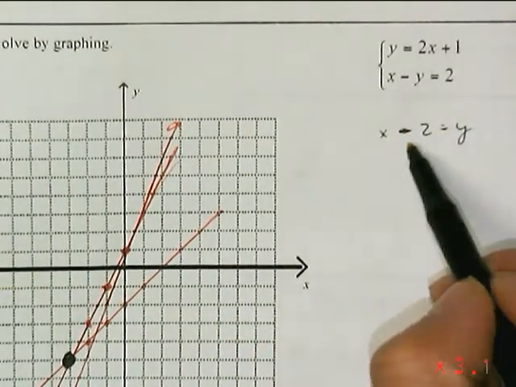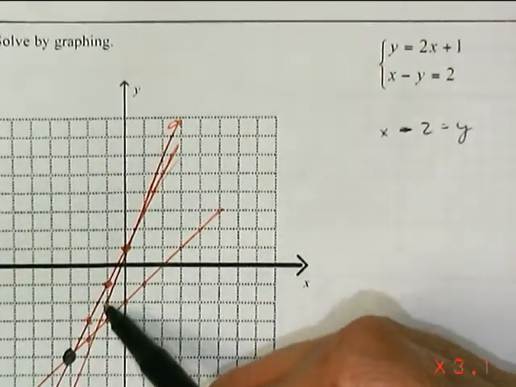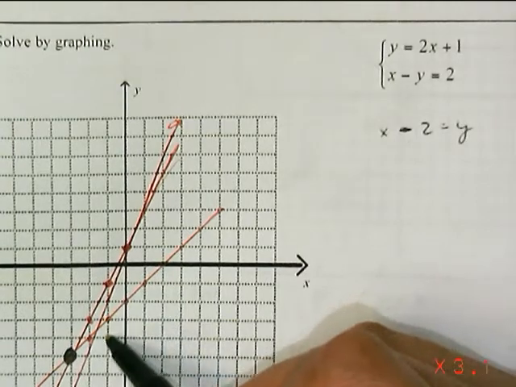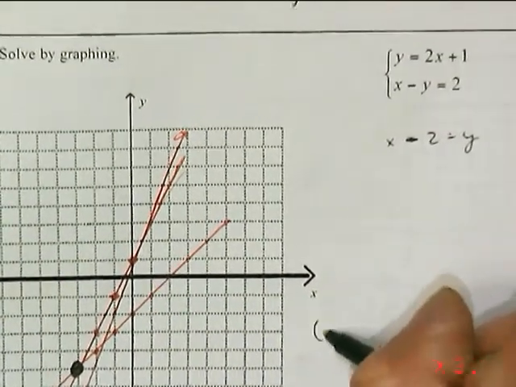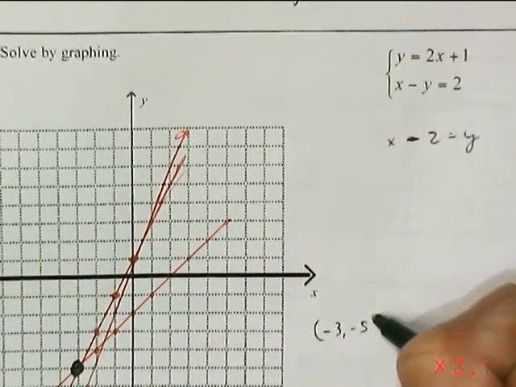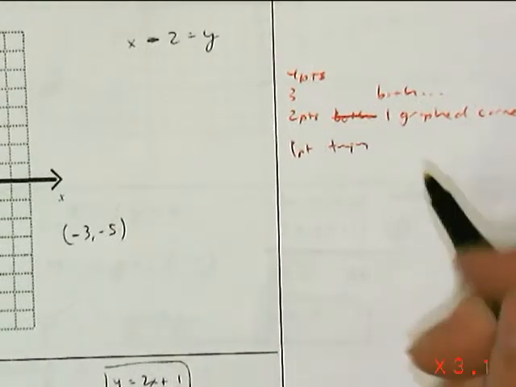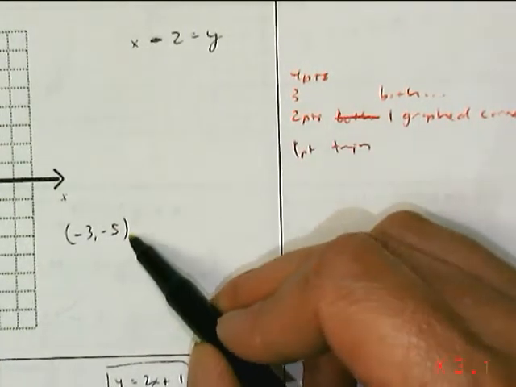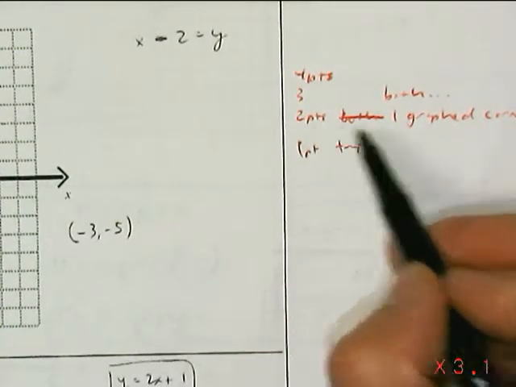My other equation is y equals x minus 2, so it has a y-intercept of negative 2, down 1, left 1, down 1, left 1. And their point of intersection is (negative 3, negative 5). Now, if you graphed both correctly, but you don't get the ordered pair (negative 3, negative 5), I gave you 3 points out of 4. If you graphed one of those correctly, I gave you 2 points.